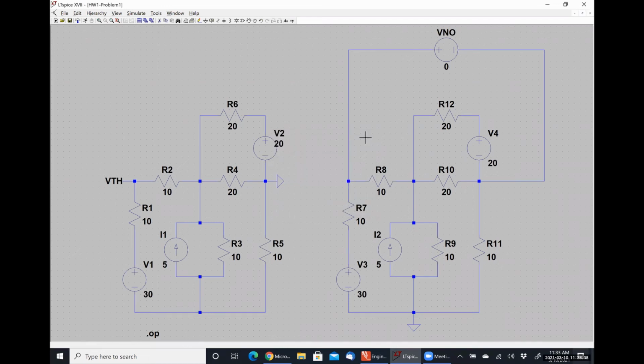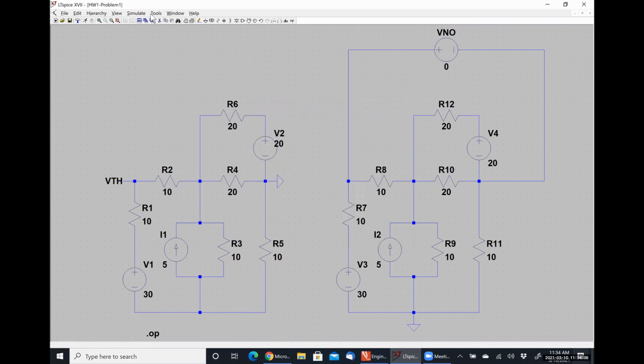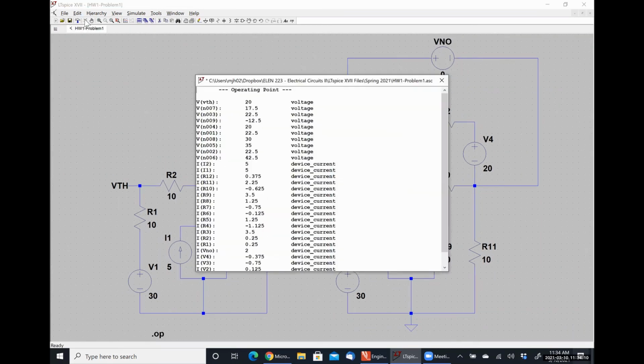So for problem 1, parts A and B, I have set up a circuit on the left where I have just assigned a nodal voltage of VTH to terminal A and assigned ground to terminal B. And if I simulate this using what's called a DC operating point simulation, this tab all the way over here to the right, it pops up a window and tells me that the voltage at node VTH with respect to ground is 20 volts, which means the Thevenin voltage is 20 volts. It doesn't give you any of the work required to get there, just a means by which you can check your answer, okay?